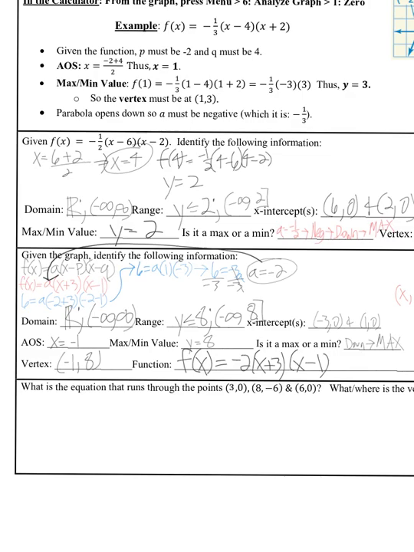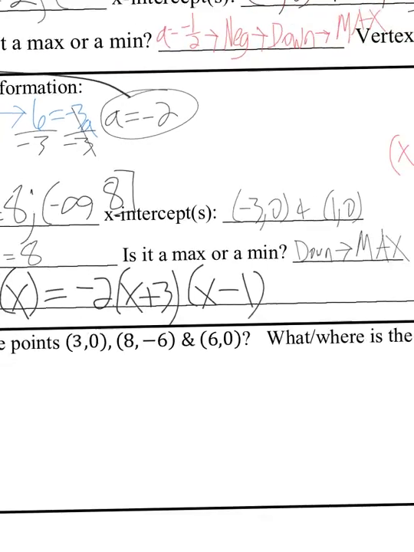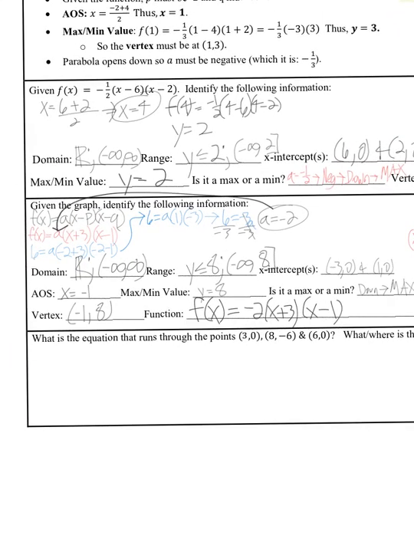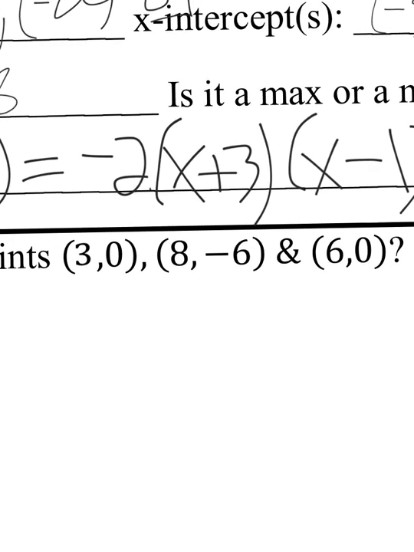So the last one, I'm giving you 3, 0, 8, -6, and 6, 0. And I'm asking you what's the equation that runs through the points, and then what's the vertex. Okay, so remember, if I'm giving you a number, comma 0, I'm giving you an x-intercept. So this is my P and Q, the ones with a number, comma 0. All right. This third point, I don't know if it's the vertex or not. I'll just label it as x, comma y.